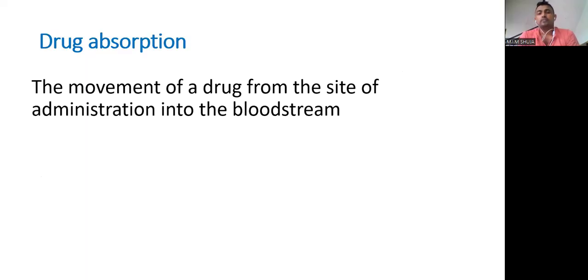The movement of drug from the site of administration into the bloodstream, that is drug absorption. Either you take it orally, or give IM, or subcutaneous, or intradermal, or whatever the site of administration, ultimately your drug has to get into the bloodstream.